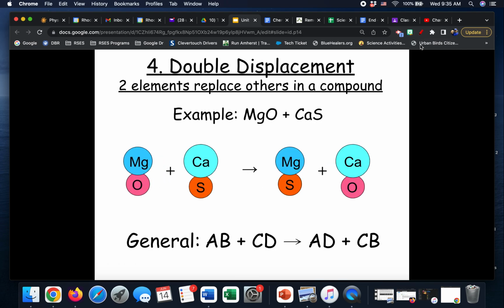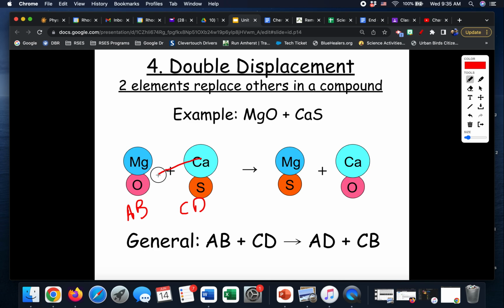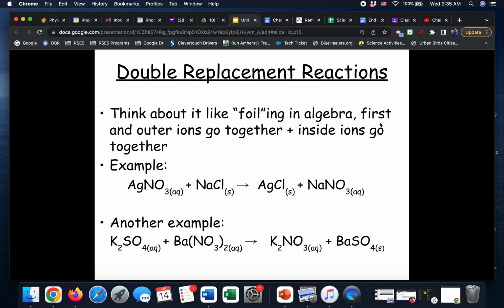The formula for that is AB plus CD, so we call this AB, CD, because calcium, which was D, goes to oxygen. That's going to be our AD, and now our C's and B's moved. So the key is, this is a weird one to look at. Just know, start with two compounds and two things switch places. Two means double.